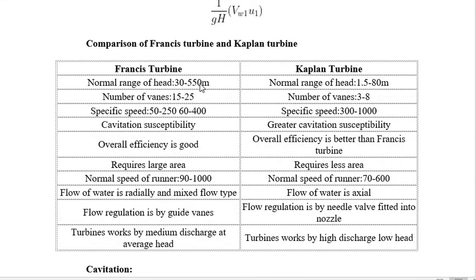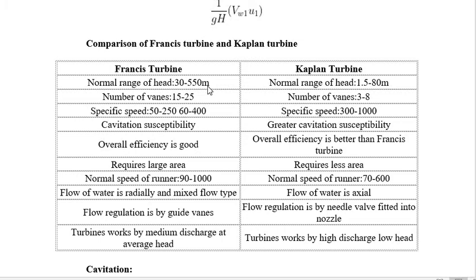If you have the comparison, there is another turbine, the Kaplan turbine, and the Francis turbine. Both are reaction turbines, unlike the Pelton turbine, which is an impulse turbine. But you can see the range that the Francis turbine can operate in. It's a very high range. It works from 30 meters to 550 meters of pressure head. That's why the Francis turbine is the most widely used in hydroelectric power generation.